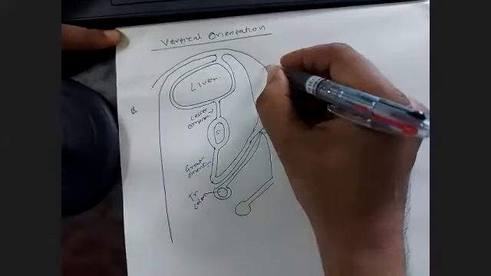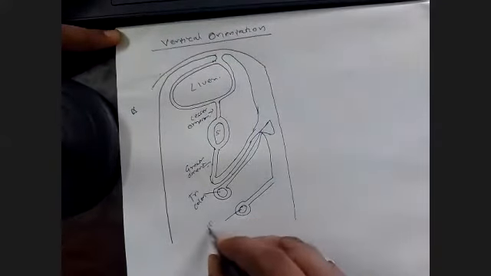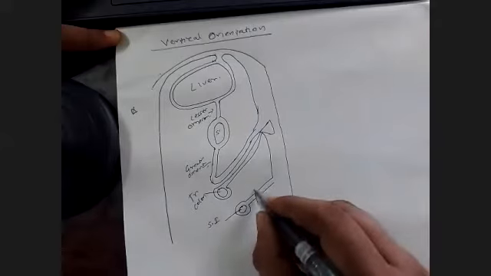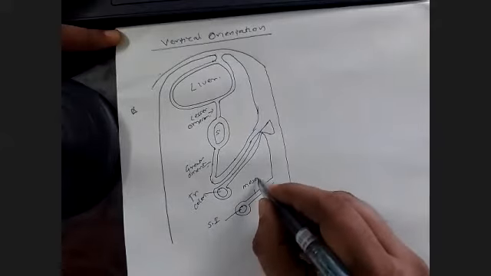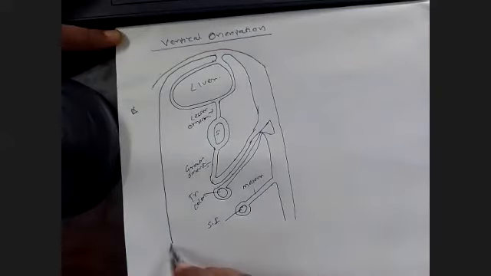So the posterior abdominal wall is here. So this is the small intestine, and this is the mesentery. Then it goes down. Now, let us consider this, what I'm drawing is a male. So the urinary bladder is here.